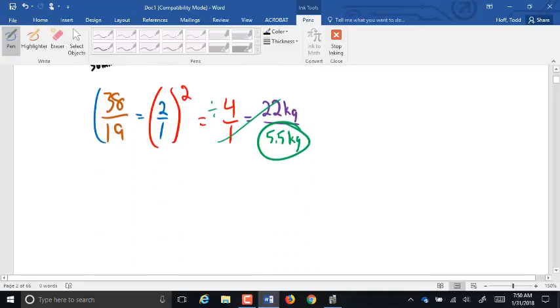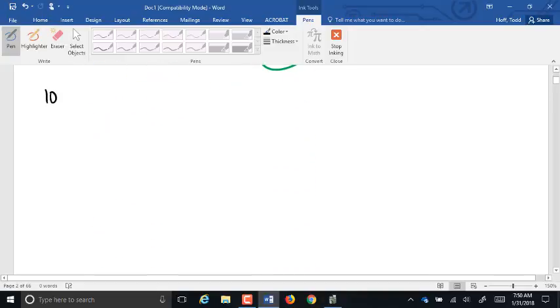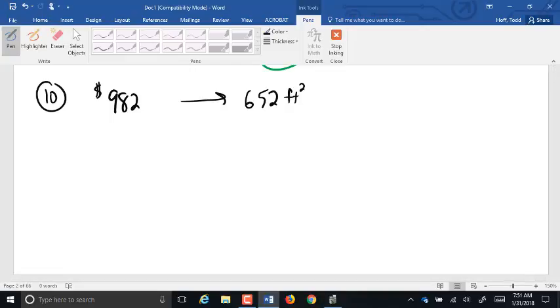Number 10 is kind of an interesting one because it goes backwards. It costs $982 to fence in a field, a circular field, with an area of 652 square feet. The only reason they said circular is circular guarantees that two circles are always similar to each other. They could have just said square, but if they had said square, well, then it would have been a lot easier to find the side and work it that way.